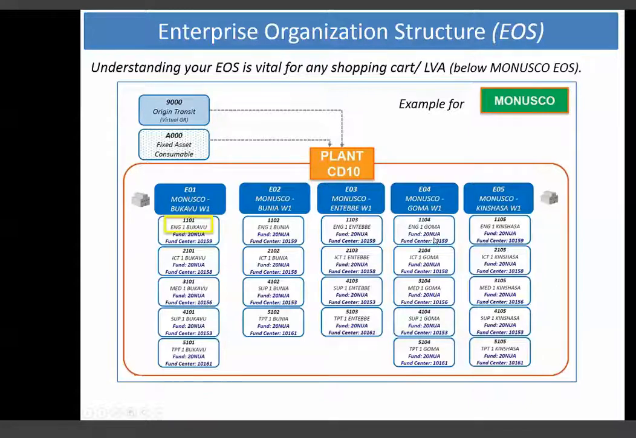So, being a fund center common for all the sectors, a storage location is a subset of the fund center in a specific sector, so it's more specific. Engineering is represented by the fund center 10159 across MONUSCO, but it's represented by a specific storage location in Bukavu, 110102 for engineering in Bunia, 1103 for engineering in Entebbe, and so on. So let's say that a storage location is a subset of the fund center in a mission. It has a geographical meaning, Bukavu, Bunia, Entebbe, Goma, but it also represents the ownership, how many items a fund center holds in a storage location.